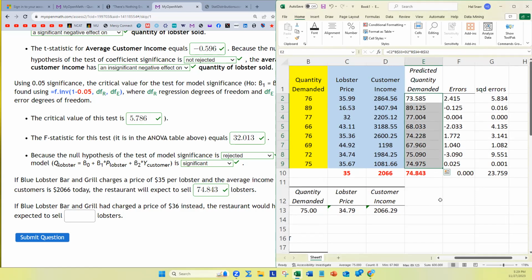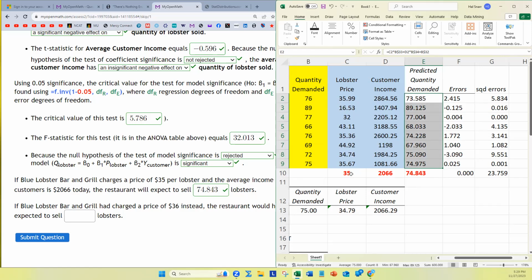I was putting the equation in, but I didn't have my numbers in the lobster price box and the customer income box at the top. So I just put the equation in, and then I had to go back to my question to get the values. Okay, cool. Awesome.